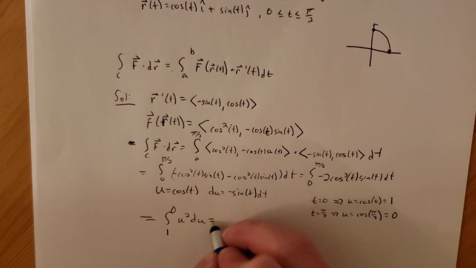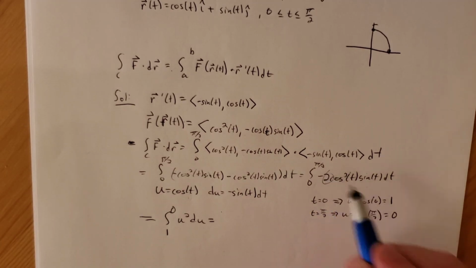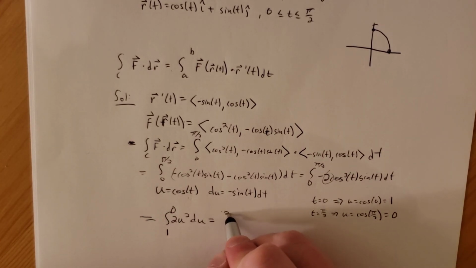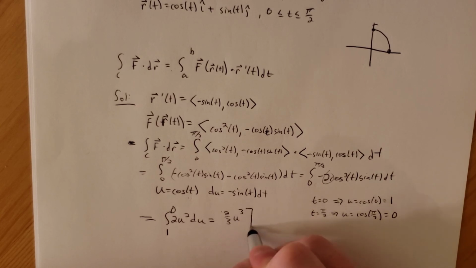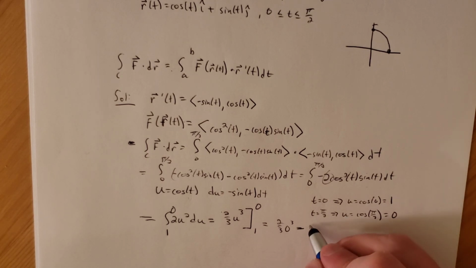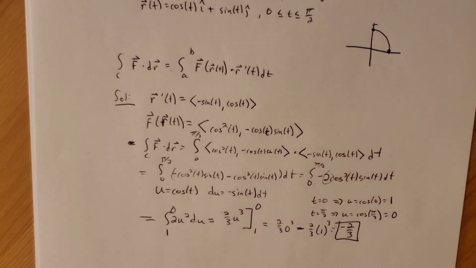Okay, and what is this? Well, we integrate that and we get, I left off a 2 there, so there should be a 2 there. And what do we get? Well, we get 2/3 u cubed evaluated from 1 to 0. This is 2/3 times 0 cubed minus 2/3 times 1 cubed, or in other words, negative 2/3. And we have completed the problem. That's it for this video.